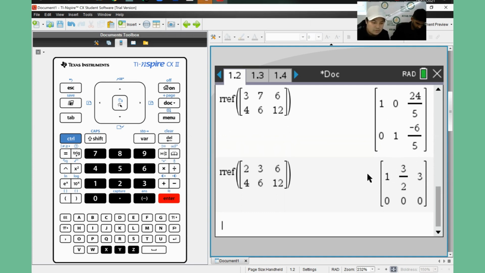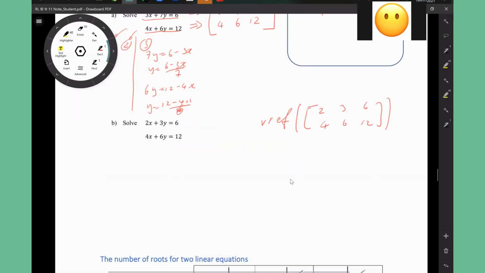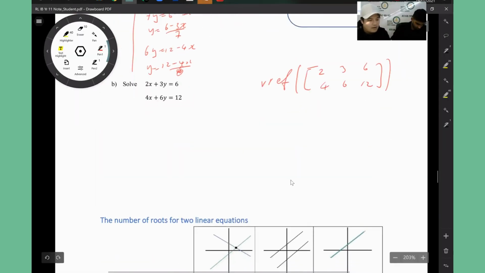So this is not. So why? How come? What's going on? All right, for this one, I will show you in here. So the answer, who can give me, what's that? 1, 3 on 2 and 3, and 0, 0, 0.